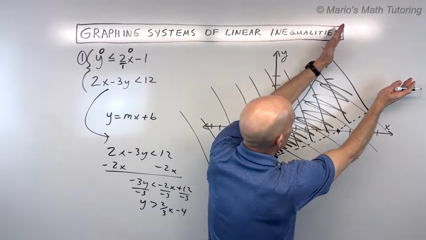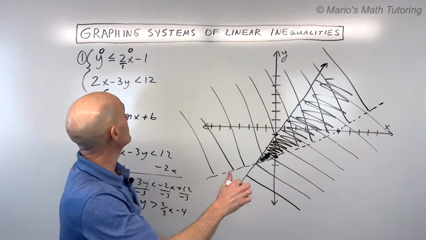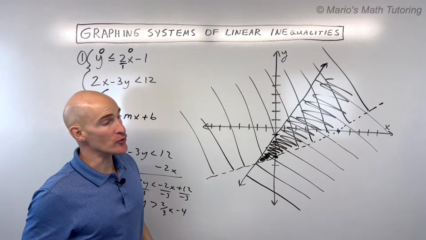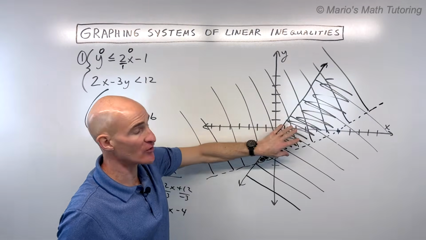Now it's going to keep going out that way and up, but if you pick any point in this region, it's going to make both of these inequalities true. So that's why we call this the set of solutions. This is the solution set, this shaded region.